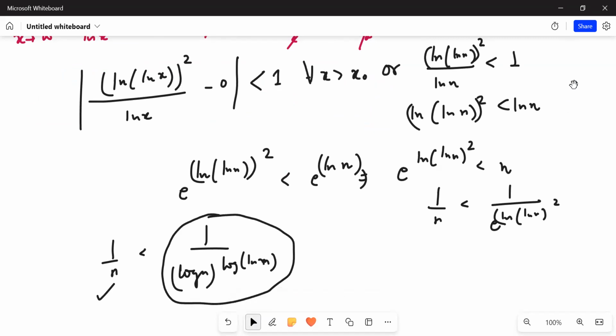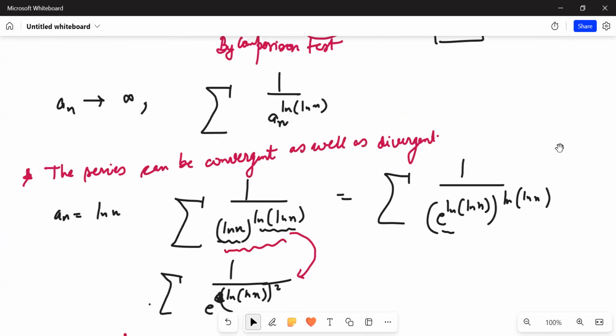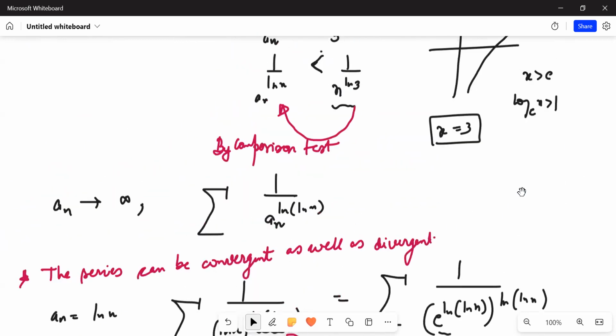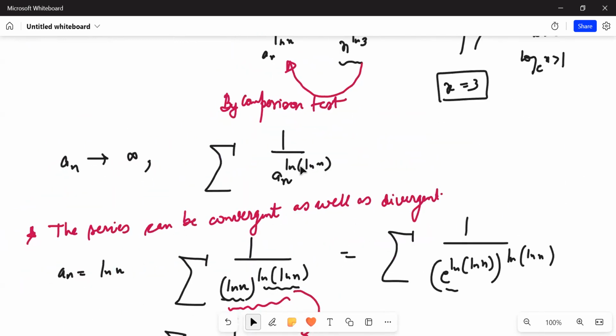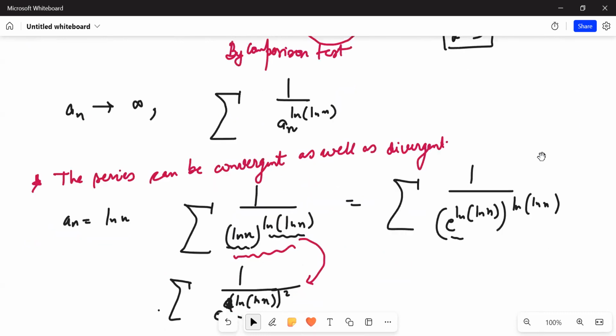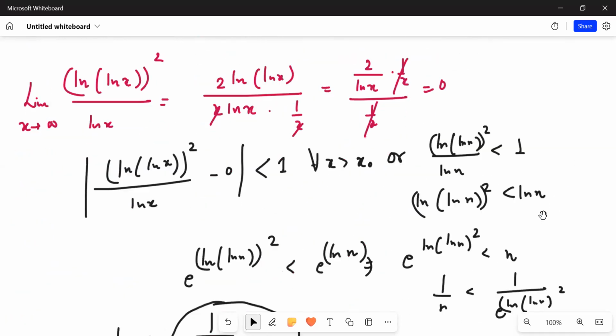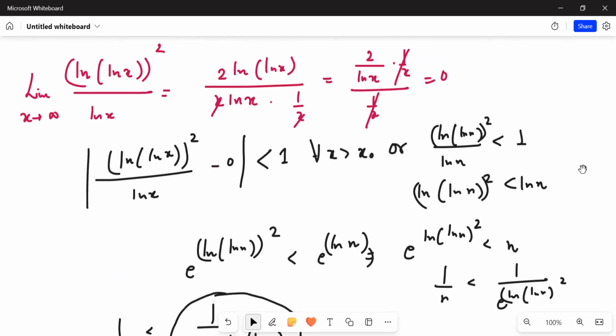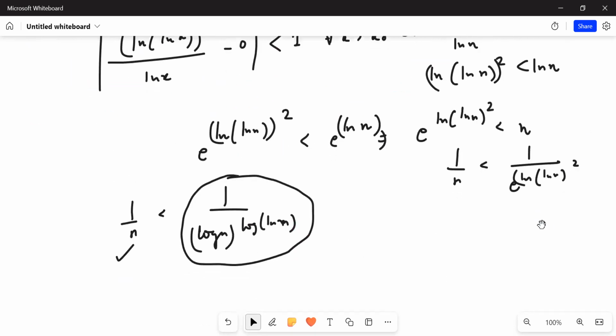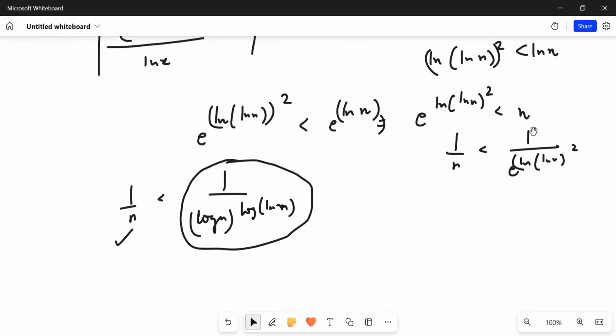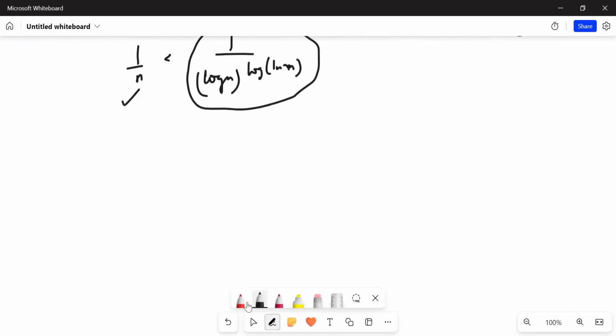So point number 1, with regards to this series, one can say that it may be convergent as well as divergent. So if I take an is equal to ln n, then this is a divergent series. Now, why am I saying that it can be a convergent series? Let us see now. Why do I say that this can also be a convergent series? Let us see now. What I'll take now? Now I'll take an is equal to simply n.